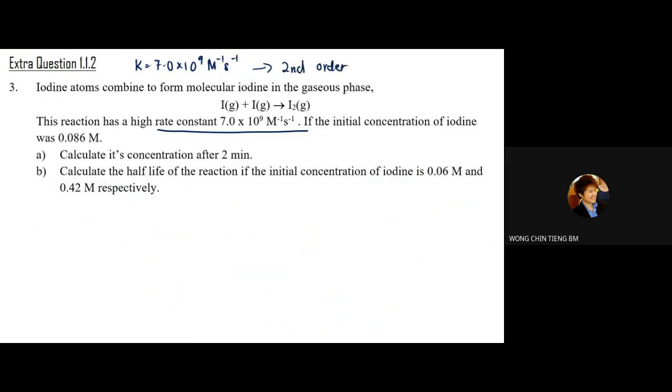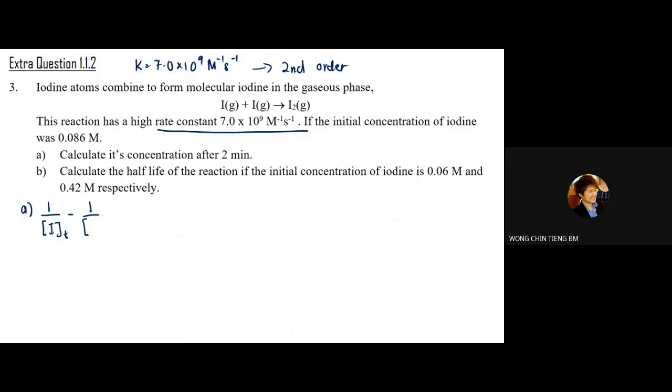Okay, we are going into second order. Very simple. If the concentration of the iodine is 0.086 molar, calculate the concentration after 2 minutes. What's the problem in this question? Time is 2 minutes. What's wrong with the time 2 minutes? Different units. So what do we do? Change. Right? So we change the time to seconds, or we change the K to minutes.